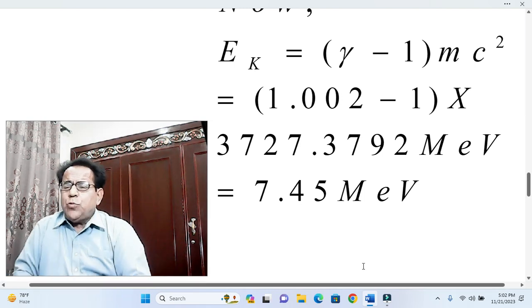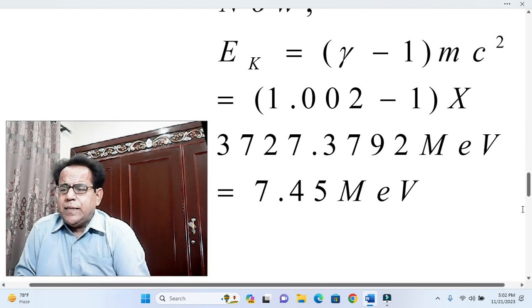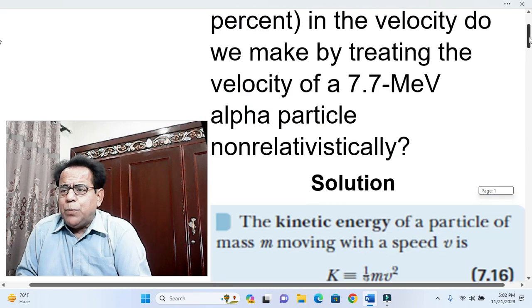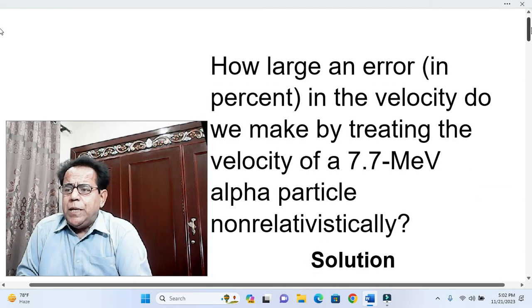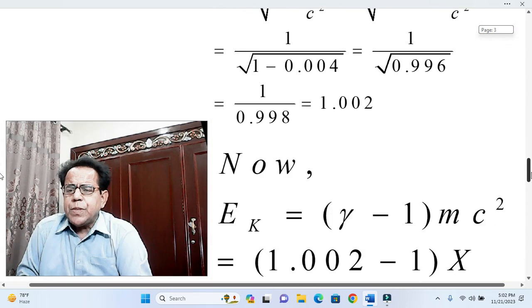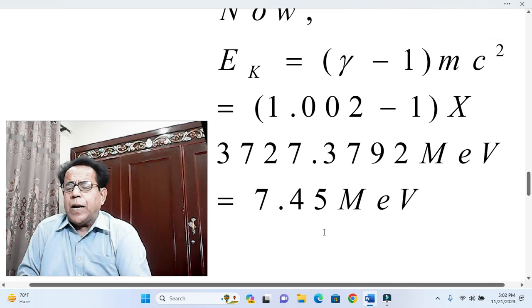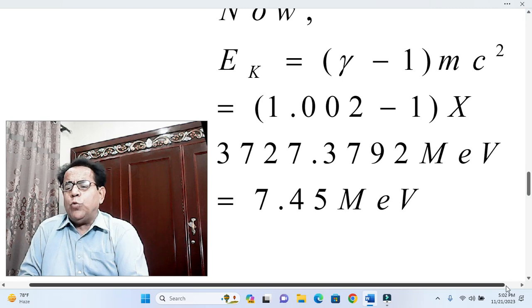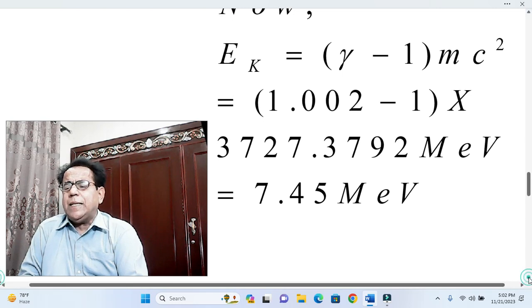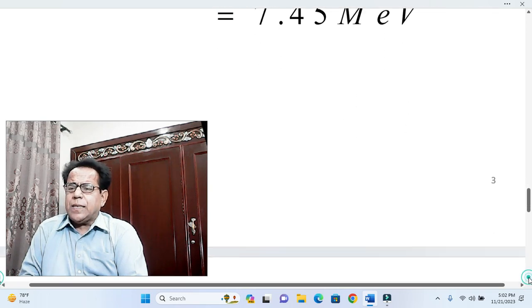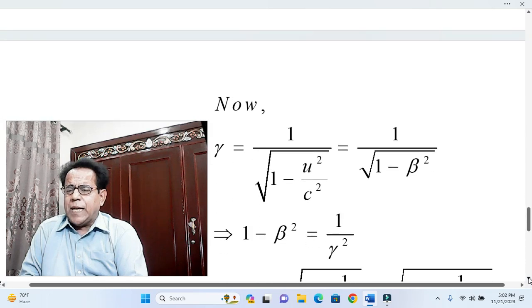Okay, actually dear students, we do not have to find out this, but we see that one kinetic energy is 7.7 million electron volt, and this is 7.45. Okay, one value is 7.70, and the other is 7.45. Okay, actually we are making a comparison between relativistic and classical expressions.